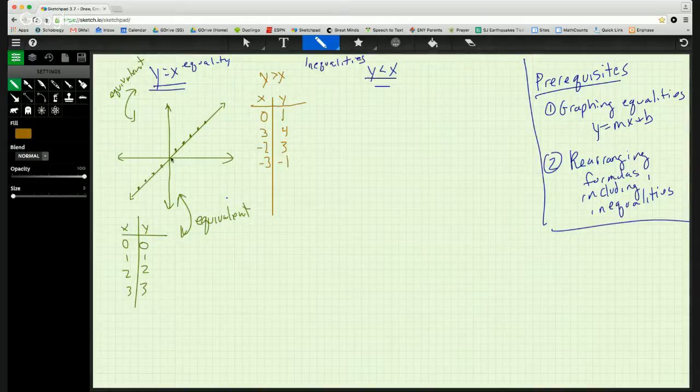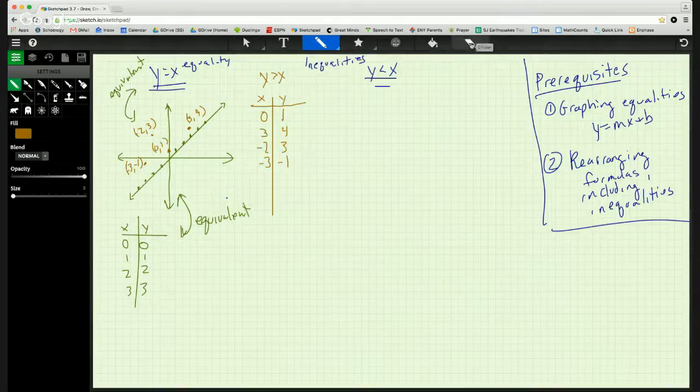So let's graph these points and see if we can see a commonality between them. Here's 0, 1. Here's 3, 4. Here's negative 3, 4. -2, 3. And then -3, -1. And this is 0, 1. Okay, interesting. You might start to see a pattern here.